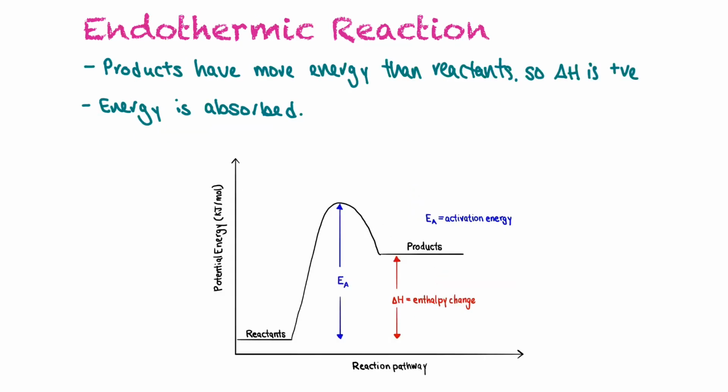Now, endothermic reactions absorb energy, so the products actually have more energy than the reactants. So the delta H is positive. So if we take a look here, our reactants are way down here. There's a lot of activation energy required to get to our transition state. So this is our activation energy here, and then this is our enthalpy change, or delta H, from the reactants to the products.